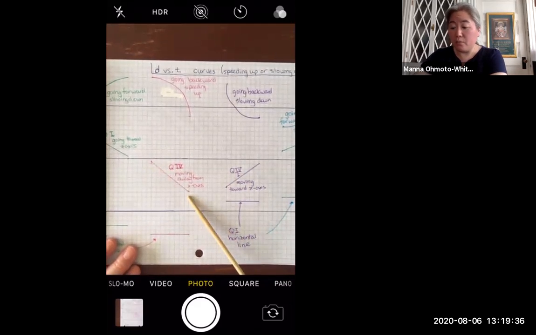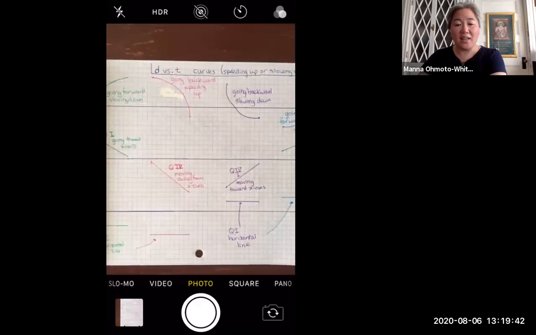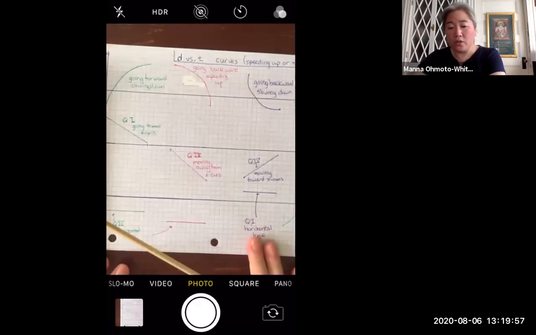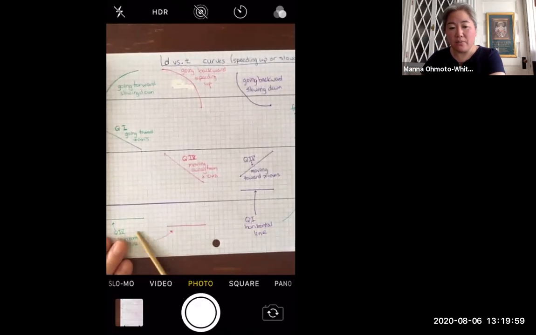So I'm going to have moving away from the x-axis. Speeding up means moving away from the x-axis. The only way that I can have something that's in the fourth quadrant moving away from the x-axis is if I have a negative slope for my v versus t graph. So negative slope in my v versus t graph means it has to again be in the fourth quadrant of my a versus t graph.